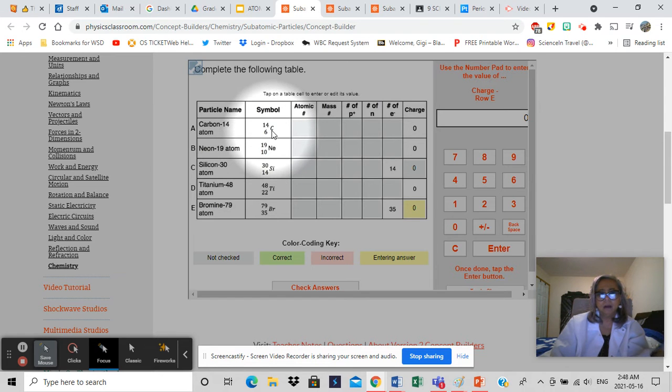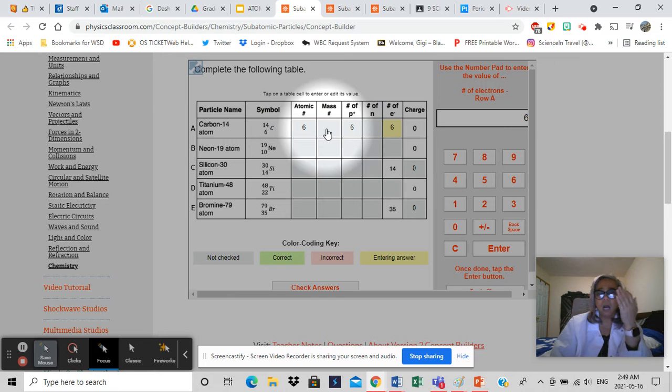So carbon, represented by capital C. Atomic number would be, as I mentioned in an earlier slide, the number below, the number of protons, equal to the number of electrons, also equal to the atomic number. So this must be 6. This one is 6. And this one is also 6, right?